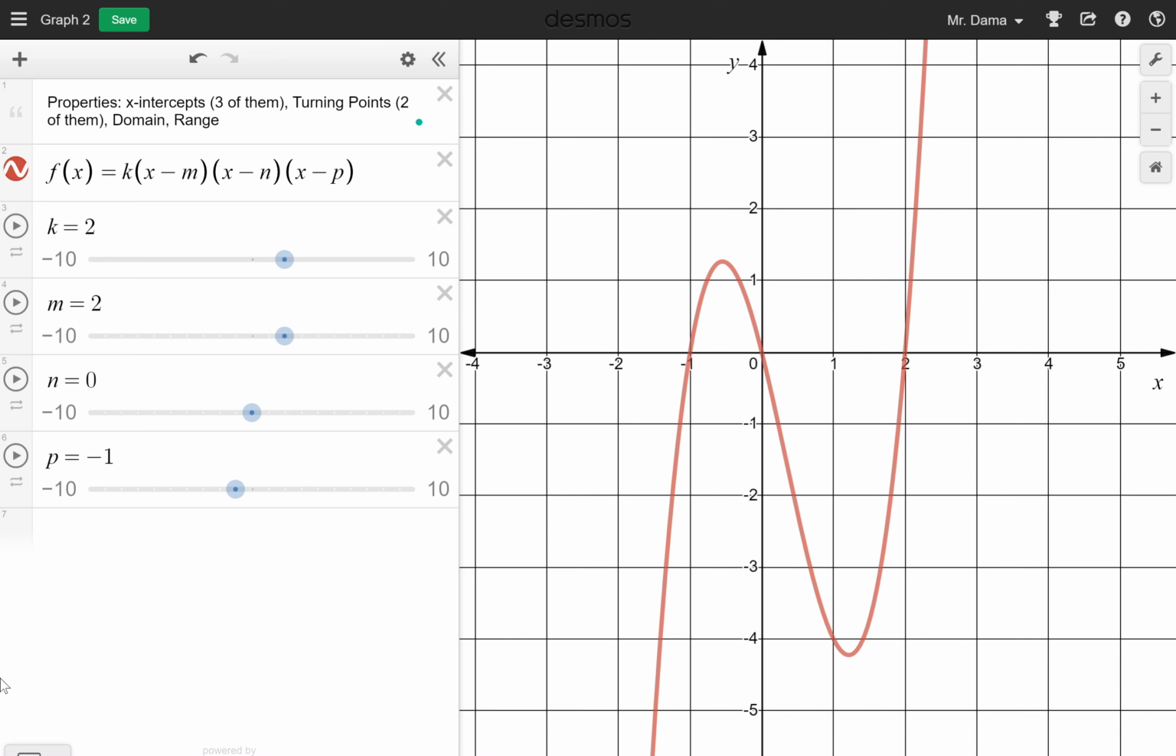What do you think is missing in my properties? What have I not talked about? Yes, Najaya, yes. So there is no line of symmetry.